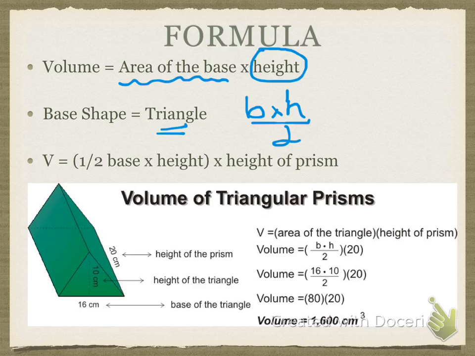Now you'll notice here that there's two heights, and it's important to get these two heights straight. If we look at the image on the bottom, the base shape is this triangle down here. The 16 represents the actual base of the triangle, and the 10 that's going up and down represents the height of the triangle, whereas the 20 represents the height of the prism. So the first height in the formula is the triangle height, and the second height in the formula is the prism height.